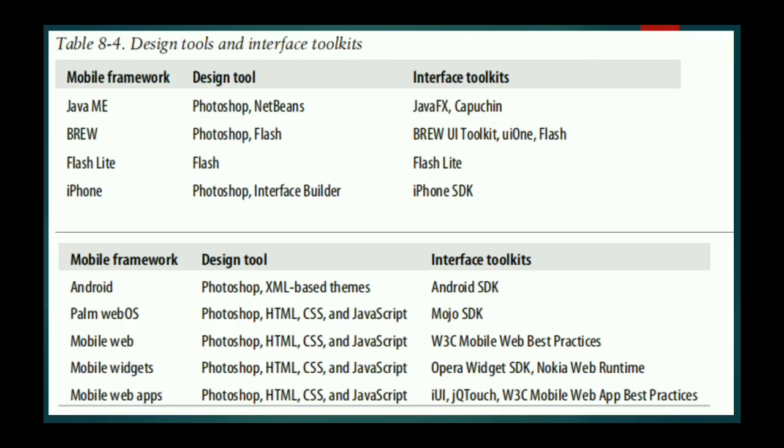We'll see in the diagram that for every mobile framework we have a different design tool, the interface toolkit, and all this information is already present. So different tools can be used. You can see mostly Photoshop, HTML, CSS and JavaScript are used, and Flash is also used for creating all this designing. Okay, so this is all about the design tools also.